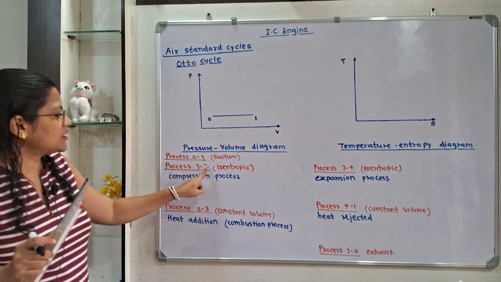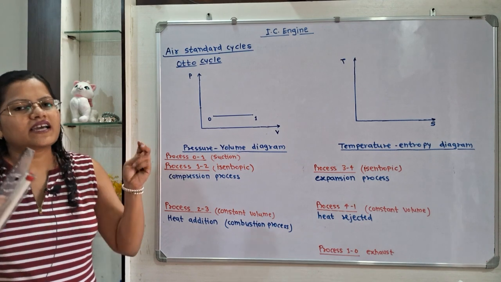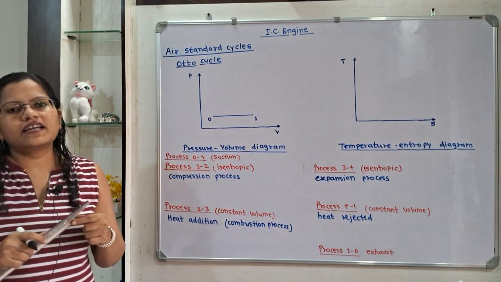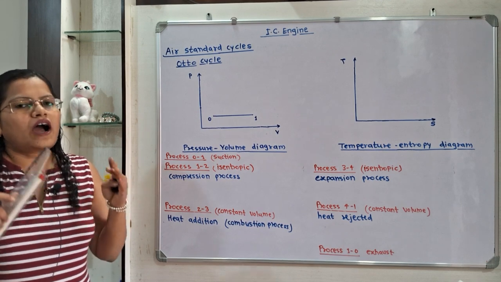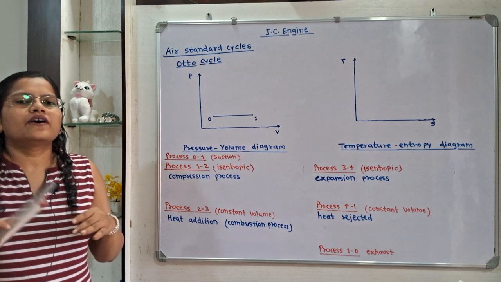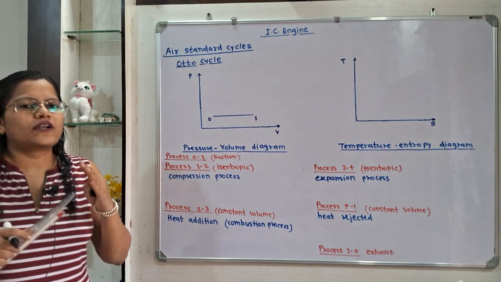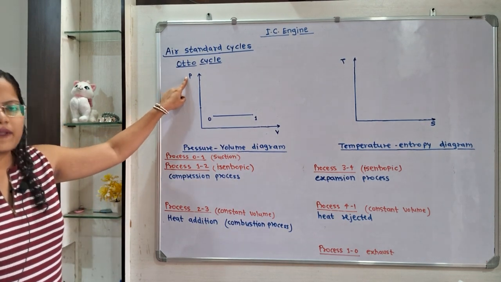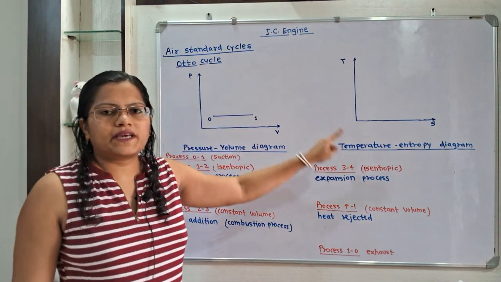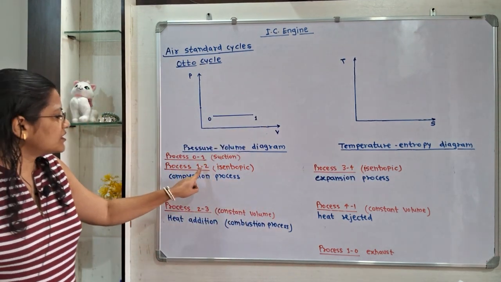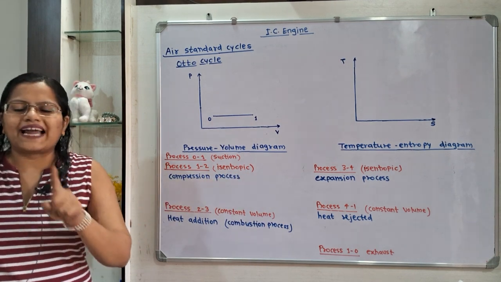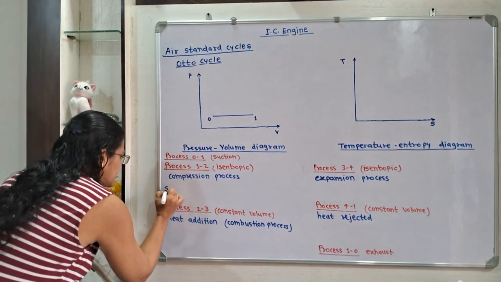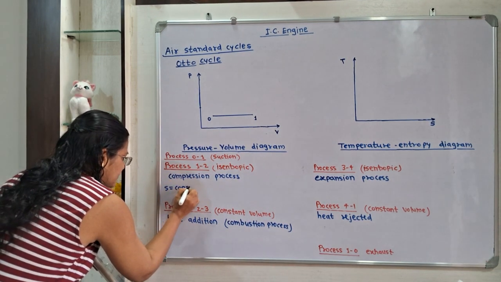Next is process 1 to 2. So this is the isentropic compression process. So air is getting compressed. So how to show that? For that we will first find out what is the effect of the compression on these parameters: pressure, volume, temperature and entropy. So this process is isentropic, that means entropy remains constant. So we have to show here S is equal to constant.